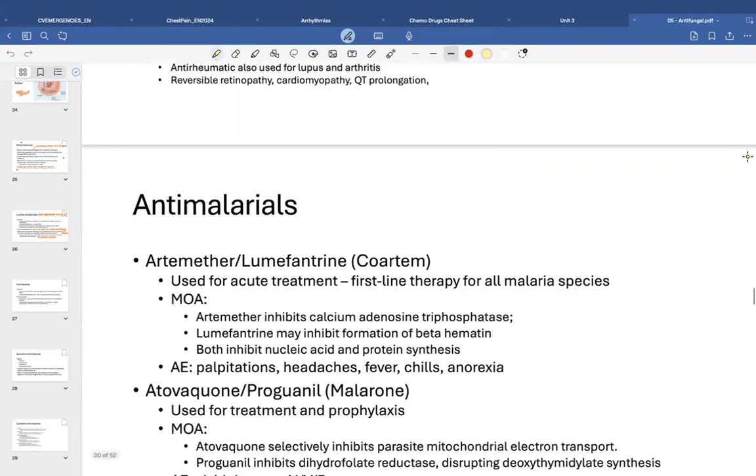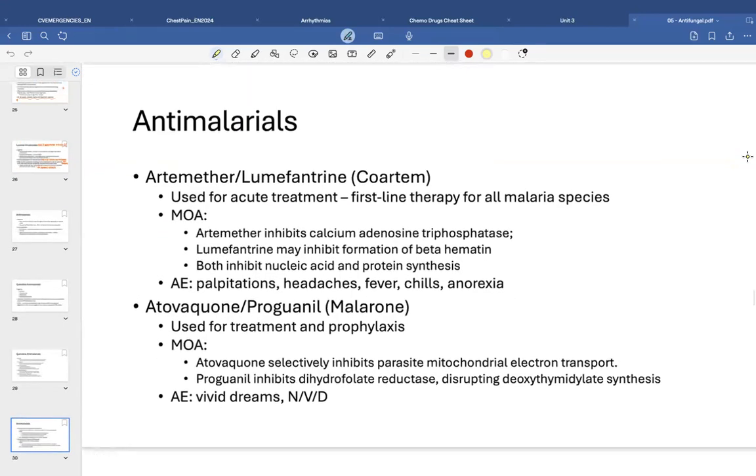Other antimalarials, as we've kind of progressed from the quinine derivatives, include artemether, which is a combination of artemether and lumefantrine. This works by a couple of different mechanisms, inhibiting adenosine triphosphatase and inhibiting the formation of beta-hematin. So basically, they combine two different mechanisms to inhibit nucleic acid and protein synthesis in the Plasmodium bug, associated with palpitations, headache, fevers, chills, and anorexia.